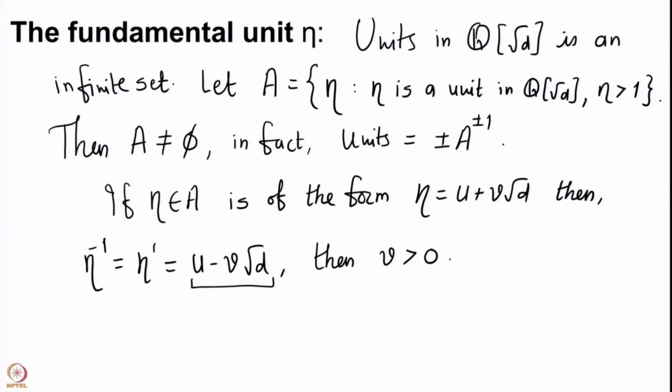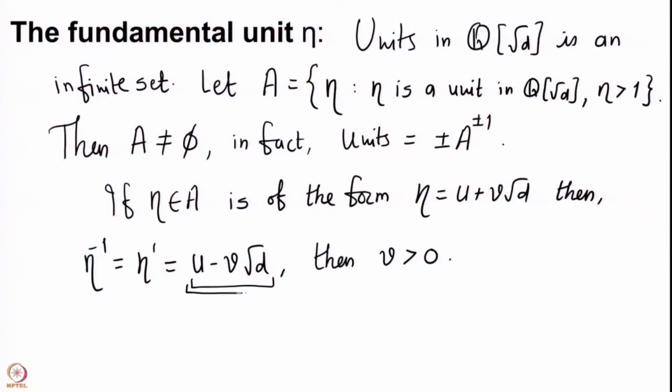V cannot be 0, because if v is 0, the only integer unit is going to be plus minus 1, but we have something which is bigger than 1. So, v is non-zero, v could be either positive or negative, but here we have that u minus v root D is less than u plus v root D. So, cancelling u's, we get that minus v root D is less than v root D. So, v has to be positive. Now, v is positive, what about u? Is u positive or is u negative?